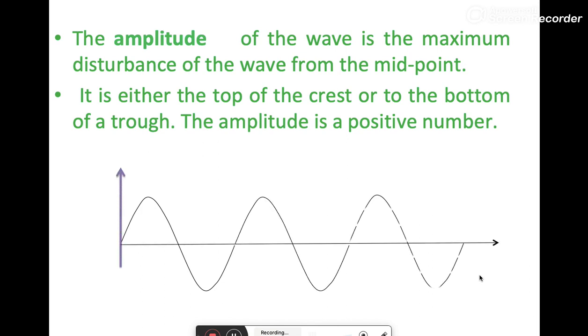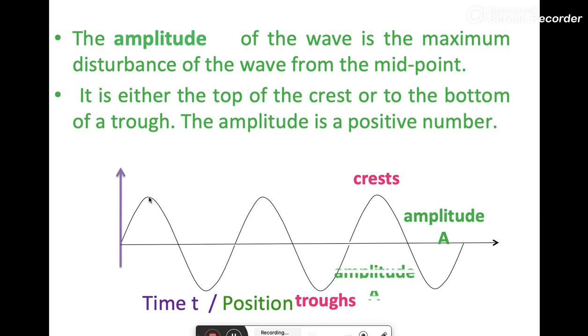Now the amplitude. The amplitude of the wave is the maximum disturbance of the wave from the midpoint. It is measured either to the top of the crest or to the bottom of a trough. The amplitude is always a positive number.